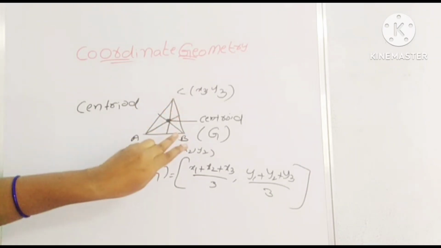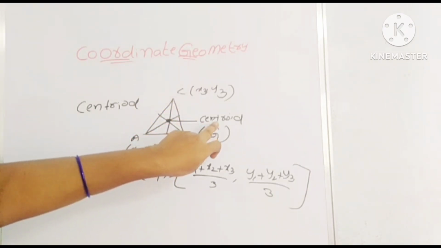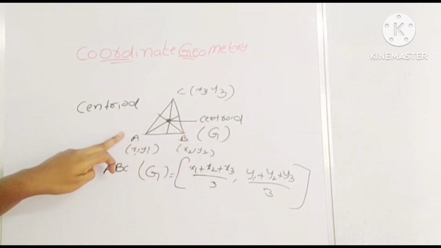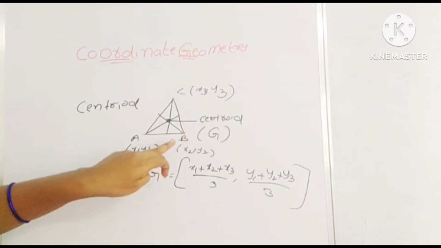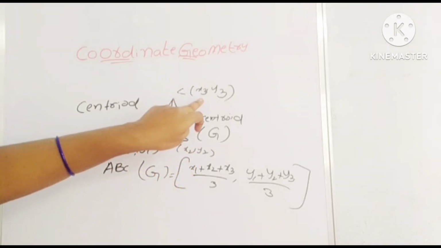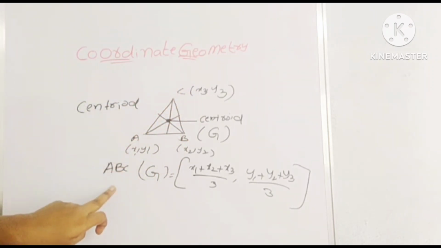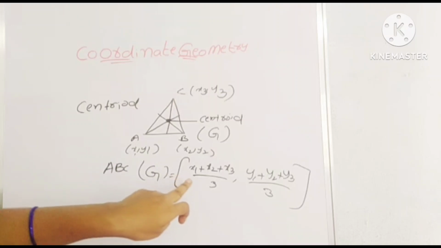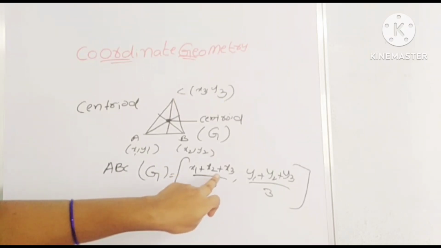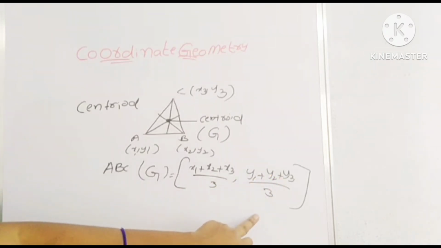Centroid: all the altitudes meet at one point, which is called the centroid. At the points A x1 comma y1, B x2 comma y2 and C x3 comma y3, we have to find out the centroid of the triangle ABC. It can be denoted by the letter G is equal to x1 plus x2 plus x3 by 3 comma y1 plus y2 plus y3 by 3. This is the formula for the centroid.